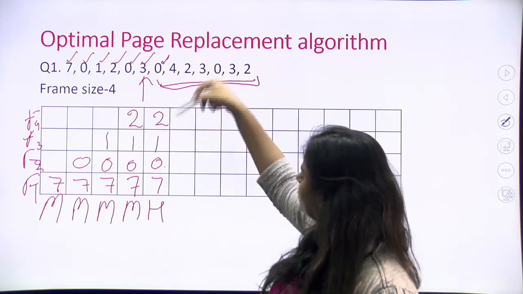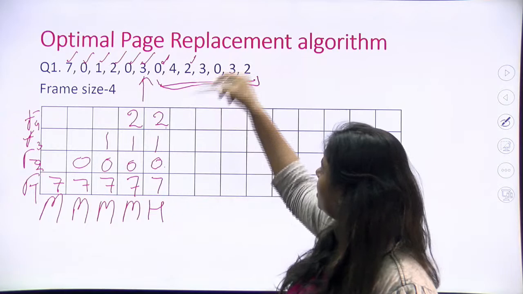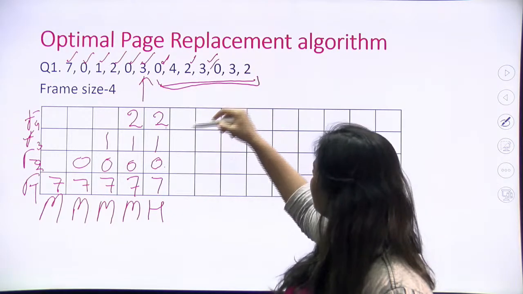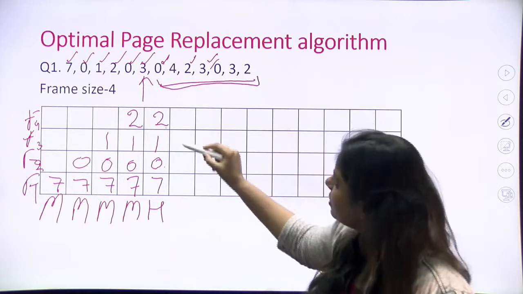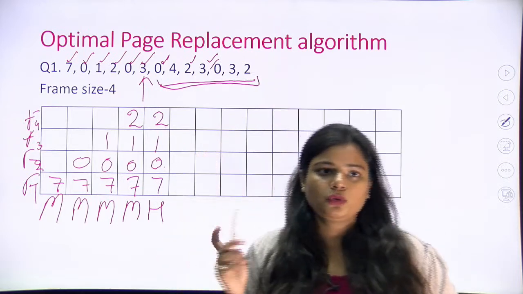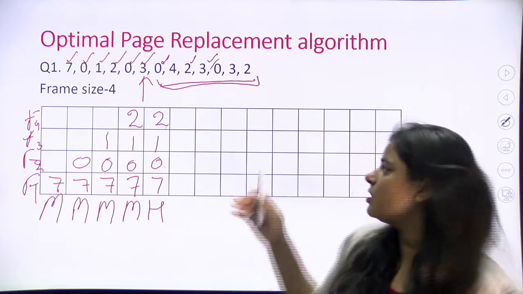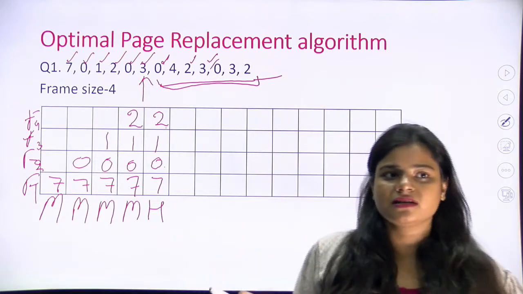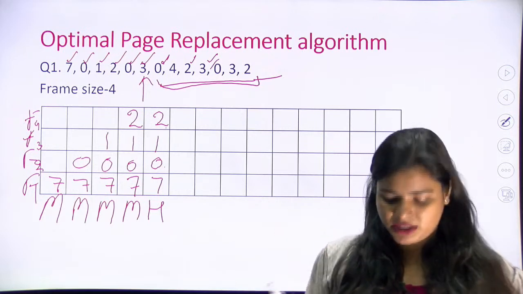Okay, 4 is not required. 2 is here. Okay, now 3 is here. No, 3 was not here, and 3 and 2. Here we are having 1 and 7, two pages which are not inside the string also. So we can use it as a frame for replacing.